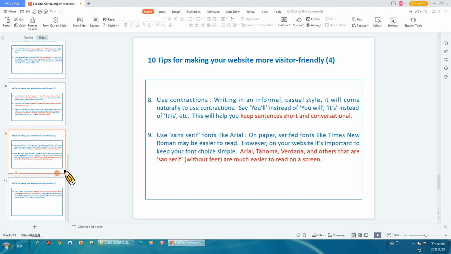Tip number 9. Use sans serif font like Arial. On paper, serif font like Times New Roman may be easier to read. However, on your website, it's important to keep your font choice simple. Arial, Tahoma, Verdana, and others that are sans serif without the fancy ends are much easier to read on a screen.